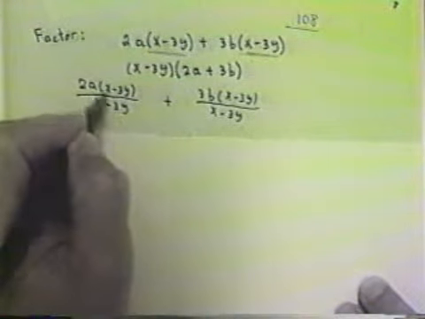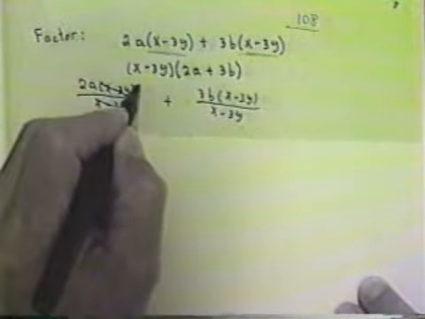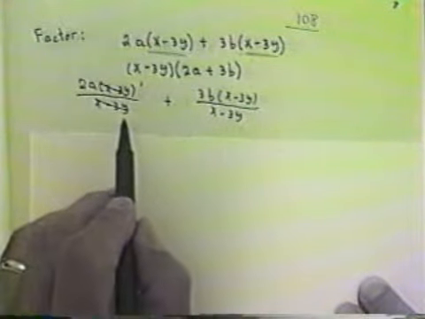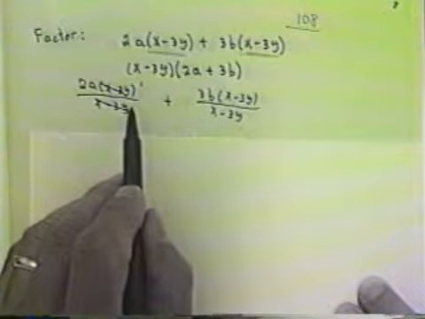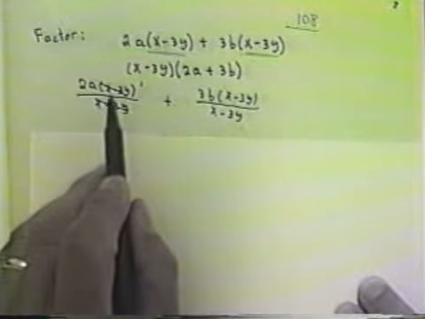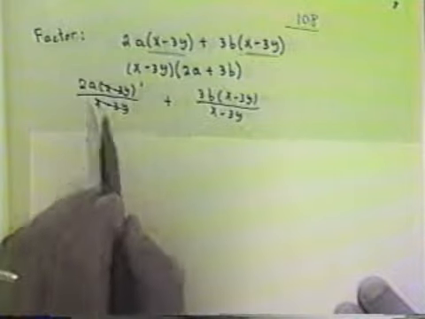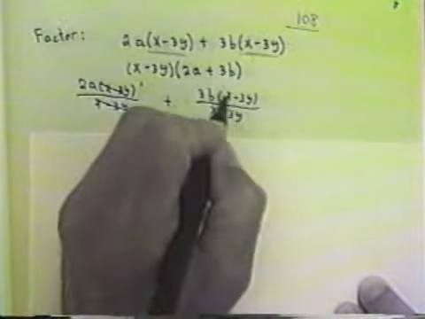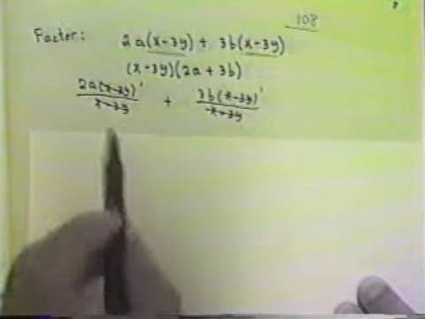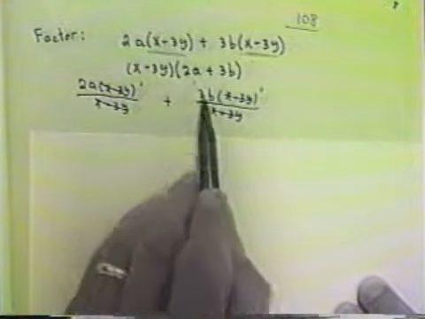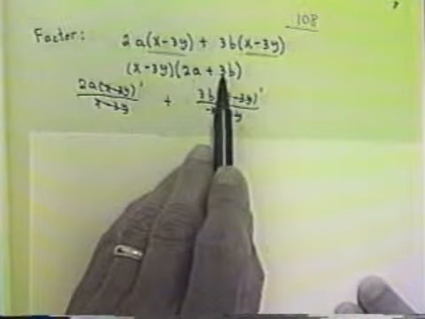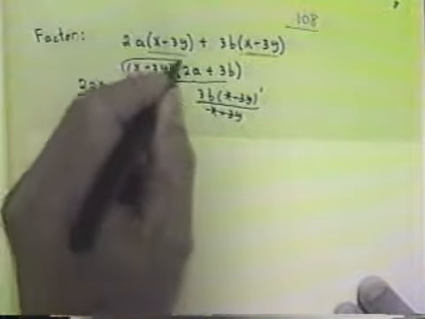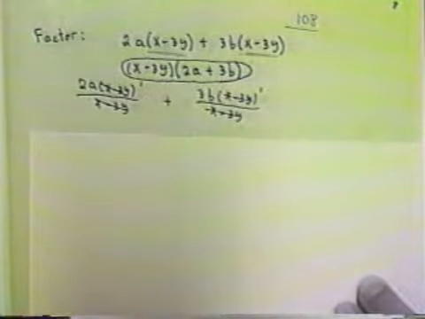Now x - 3y divided by x - 3y is 1. Again, to divide powers having the same base, you keep the base and subtract the exponents. So it would be 1 minus 1, which is 0, and this raised to the 0 power is 1. So when I divide something by itself, I get 1. And over here, when I divide something by itself, I get 1. 2a times 1 is 2a. 3b times 1 is 3b. So the answer is (x - 3y) times (2a + 3b).